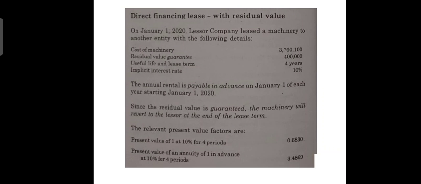And here's the other direct financing lease with residual value. The computation of annual rental, check the illustration na lang guys ha, if may pangutana kamo. The journal entries, the direct financing lease, transfer of title to the lessee, the table of amortization, and that would be all guys.